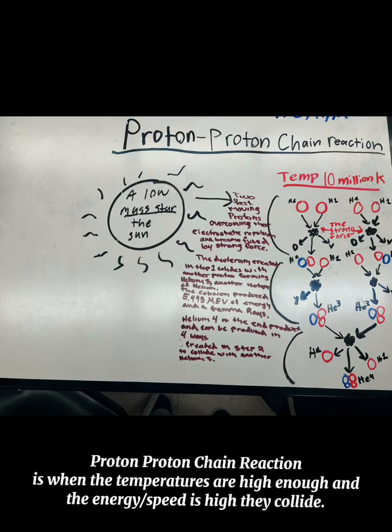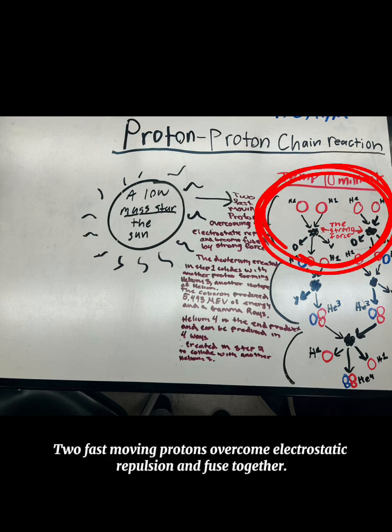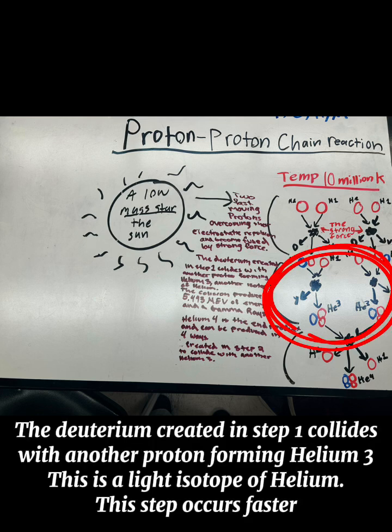The proton-proton chain reaction happens when temperatures are high enough and the energy and speed are high, so protons collide. Two fast-moving protons overcome electrostatic repulsion and fuse together. The deuterium created in step 1 collides with another proton, forming helium-3. This is a light isotope of helium.